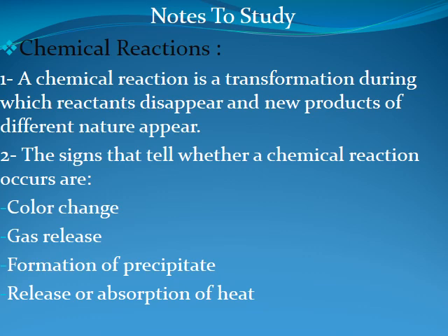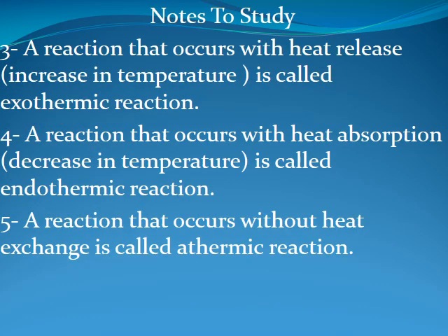A chemical reaction is a transformation during which reactants disappear and new products of a different nature appear. The signs that a chemical reaction occurs are change of color, release of gas, formation of precipitate, and release or absorption of heat. These are the four main signs of a chemical reaction.